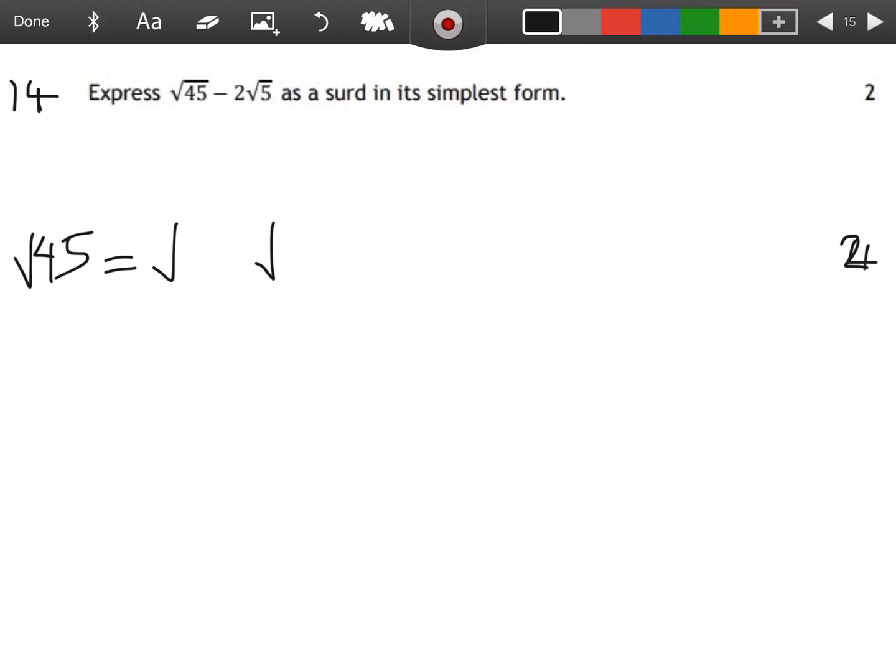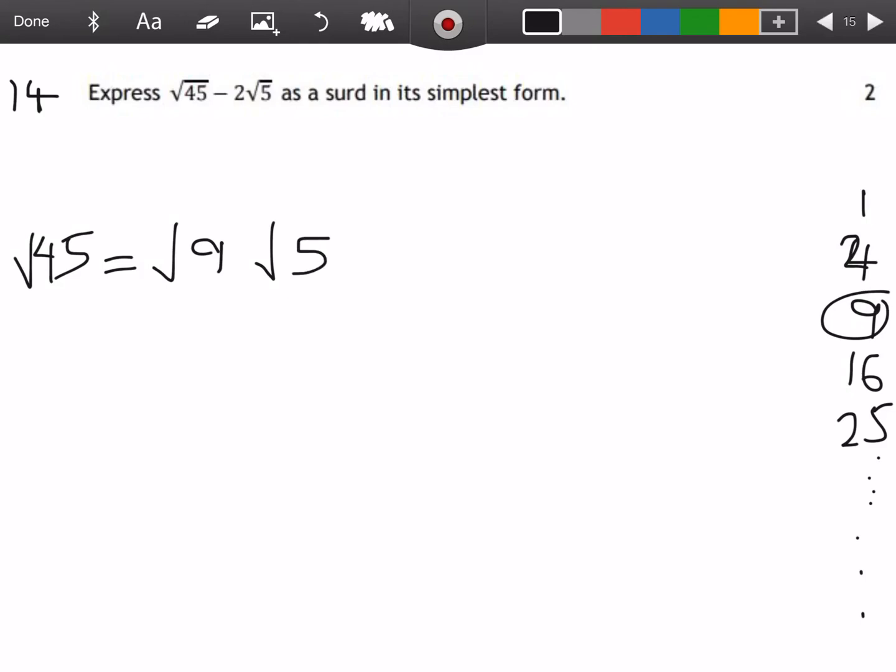Not 2. 2 2s are 4. 3 3s are 9. 4 4s are 16. 5 5s, these are all your square numbers I'm writing down the side. What's the highest one that goes into 45? 9. So it's root 9 times what makes root 45?